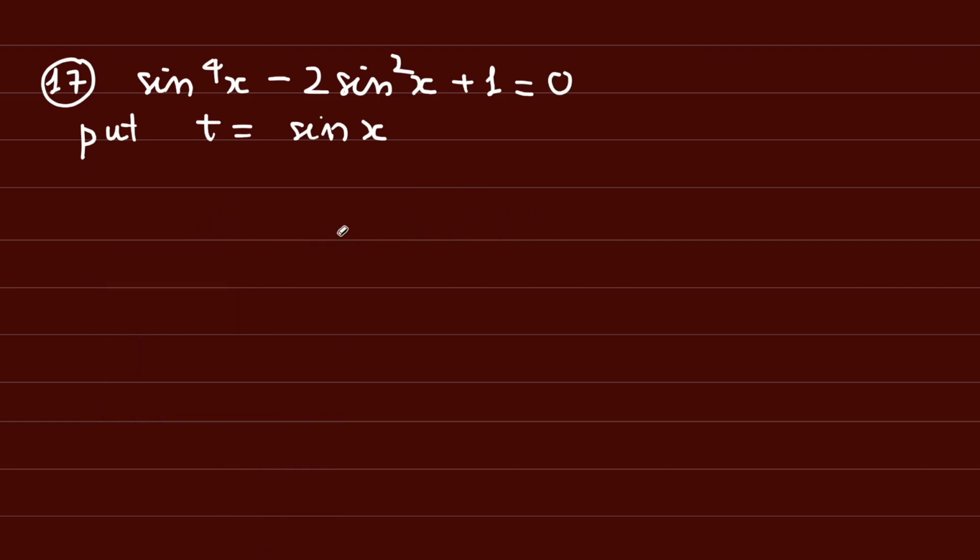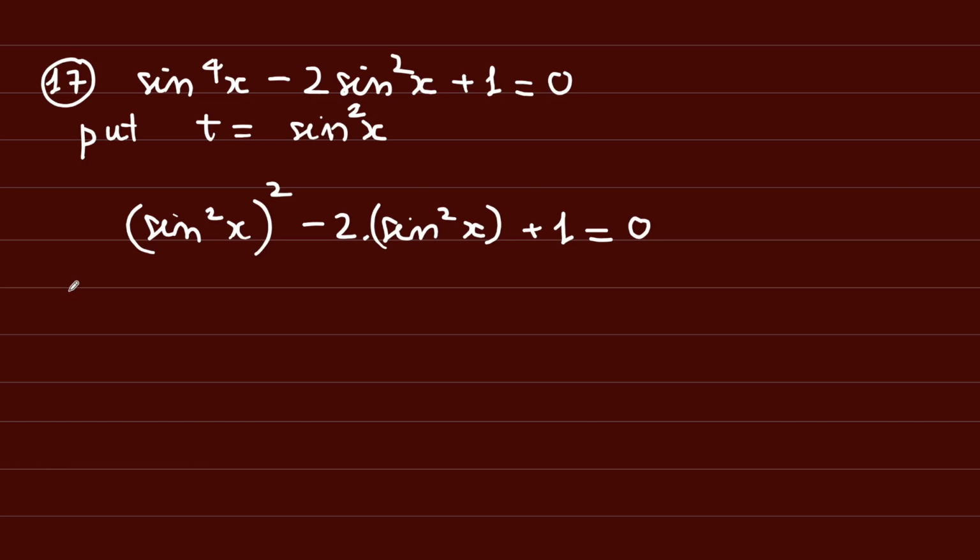The second one I need to try is t equal to sin squared h. Sin squared h means sin to the power of 4. It means sin squared h inside the bracket, with the square outside. 2 multiplied by sin squared h, put inside the bracket, plus 1 equal to 0. And now here is t squared minus 2 times t plus 1 equal to 0. And after this substitution, you get a quadratic equation. But if we put t equal to sin h, we do not get a quadratic equation. It's very hard.